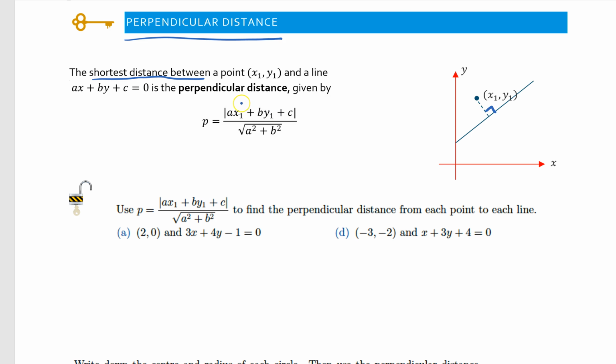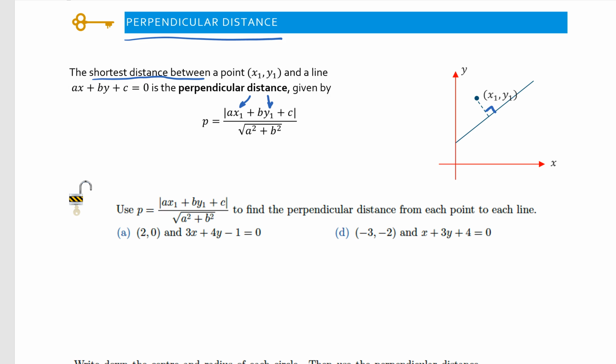So if we remember that the point is X1, Y1, and the A's, the B's and the C's come from the line written in standard form, we should be okay. And don't lose the absolute value signs. The absolute value is there because we're just interested in a distance. So we don't care about direction, we just want to know how far.